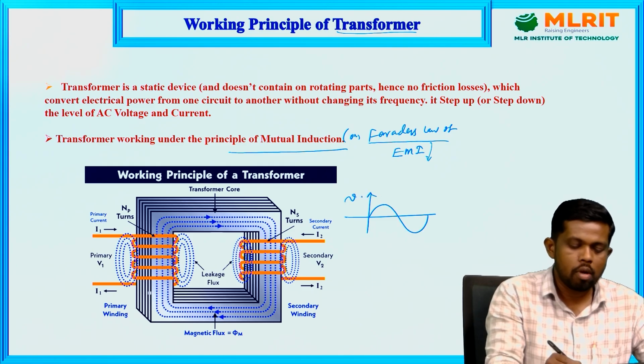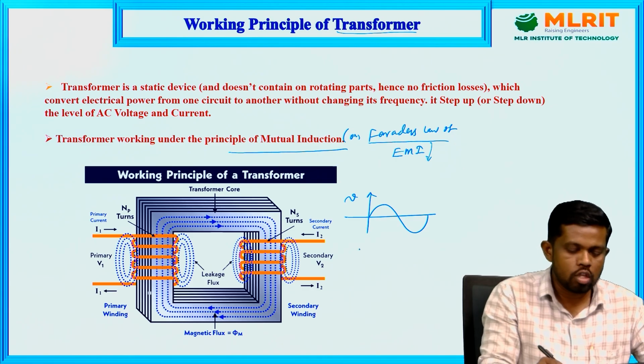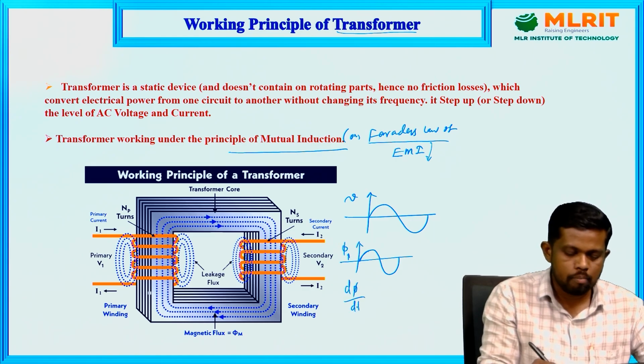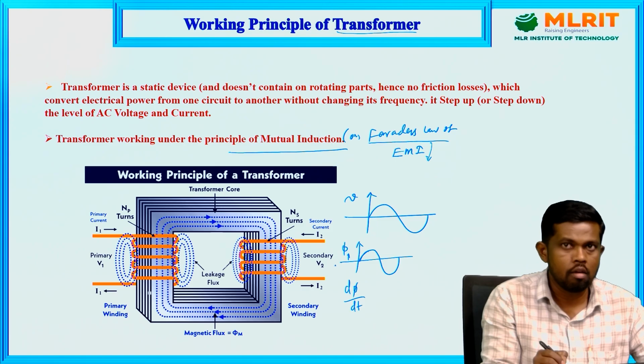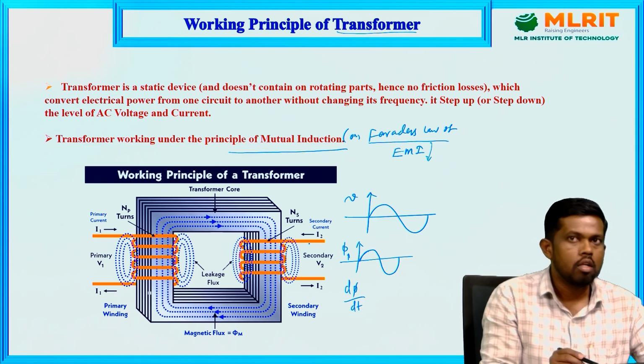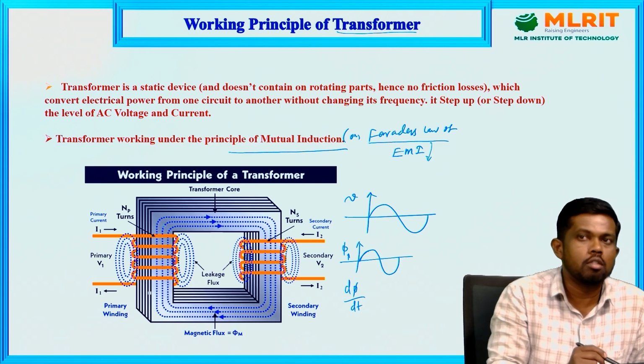Whenever an instantaneous voltage is applied to any of the transformer windings, it develops an instantaneous magnetic flux, which produces a change in magnetic flux. Change means dφ/dt. So whenever the instantaneous voltage is applied to any of the transformer windings, that is called the primary winding, that instantaneous voltage develops the instantaneous magnetic flux.